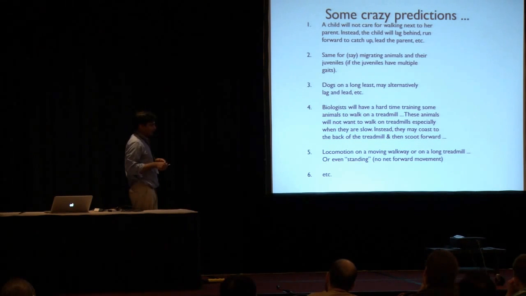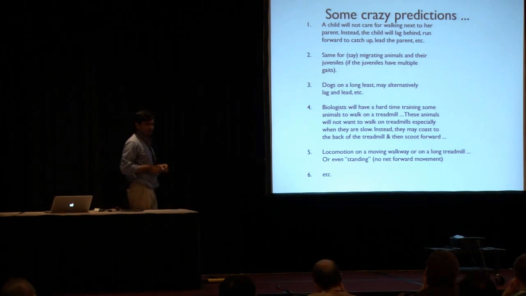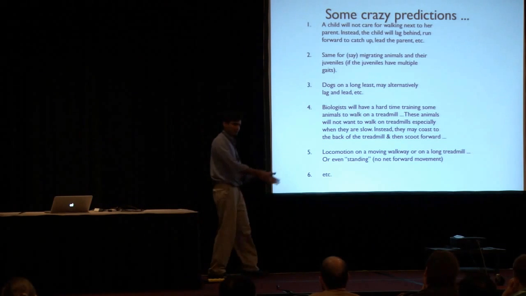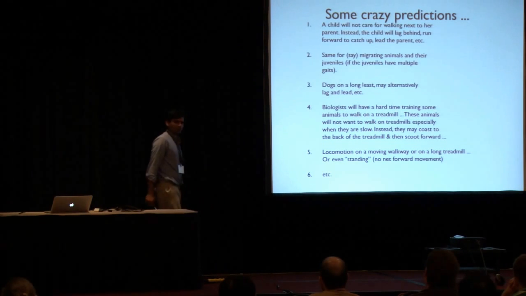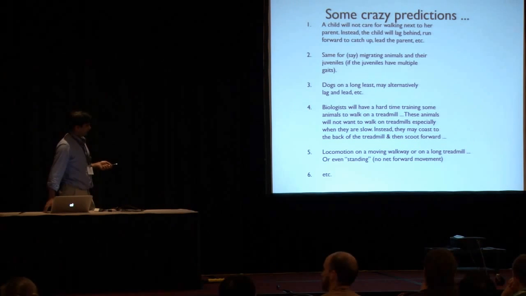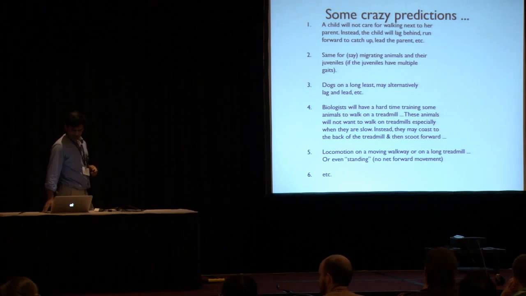I'm going to speculate that this effect maybe is responsible for some animals at least not wanting to walk on treadmills when you put them on a treadmill and make the treadmill go slow, because the right thing to do is actually to coast on the treadmill and then scoot forward and so on. Right? And then you can extend it to other things like a moving walkway and things like that.